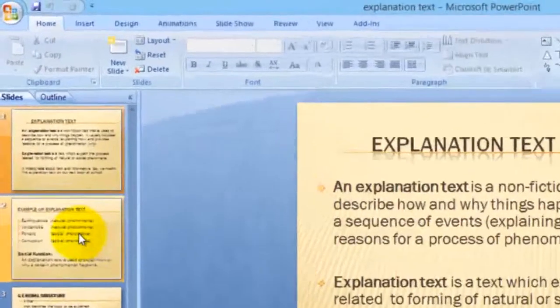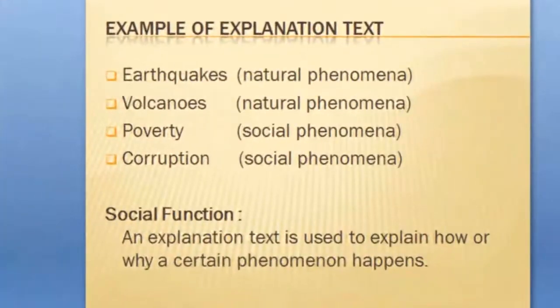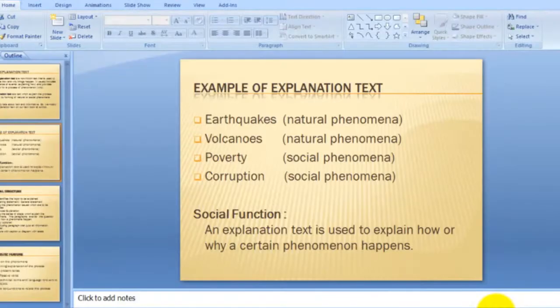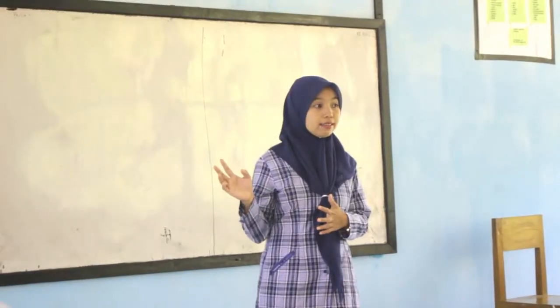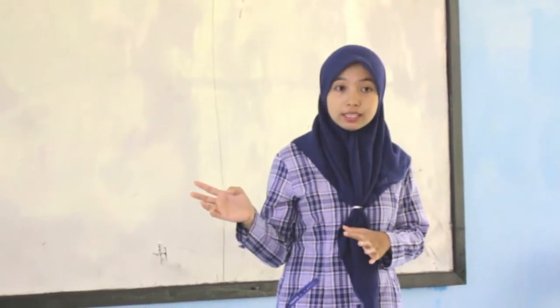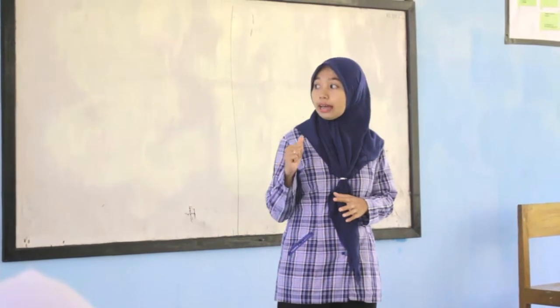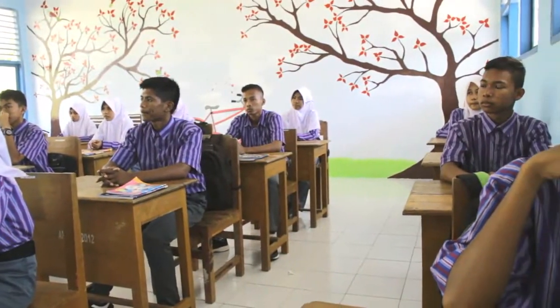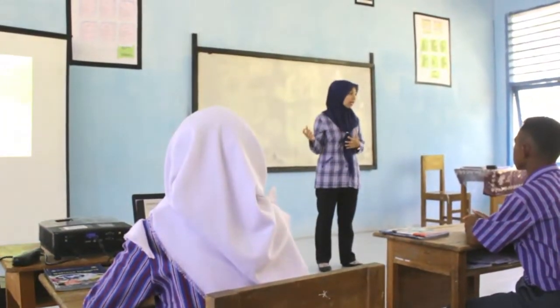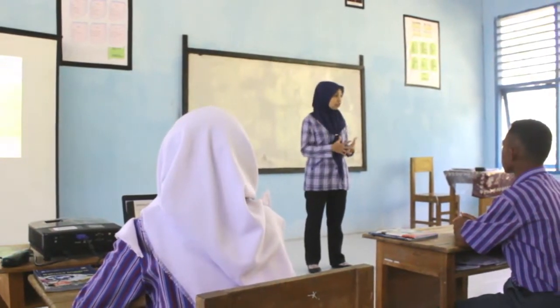Misal, contoh explanation text. Ada 4 topics. Yang pertama earthquake, volcanoes. These 2 topics are examples of natural phenomena. Biasanya dalam teks eksplanasi tentang topik ini dijelaskan bagaimana sampai fenomena gempa bumi itu bisa terjadi. Next, poverty and corruption. 2 topik ini adalah contoh teks eksplanasi dari fenomena sosial. Jadi penjelasannya biasanya di dalam teks bagaimana sampai fenomena poverty atau kemiskinan terjadi di masyarakat. Do you understand?